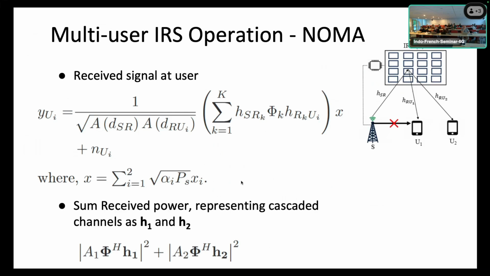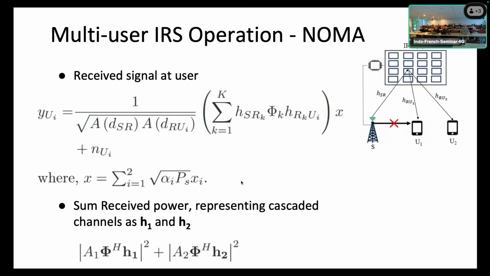When normal transmission is there, we have the signal transmission like this, and the sum received power is the received power at user 1 plus the received power at user 2. Here H1 and H2 are nothing but the cascaded channels; we have considered the product of those two channels as H1 or H2. We have represented it in vector form. Now we want a single phase shift that should maximize this received power.